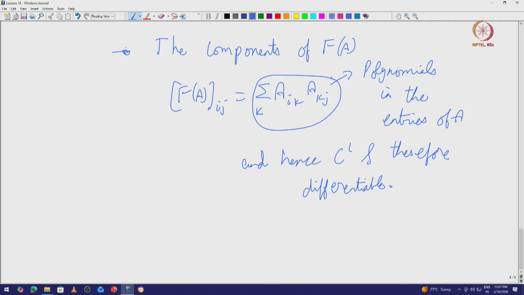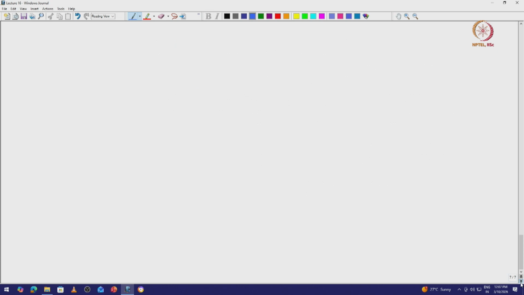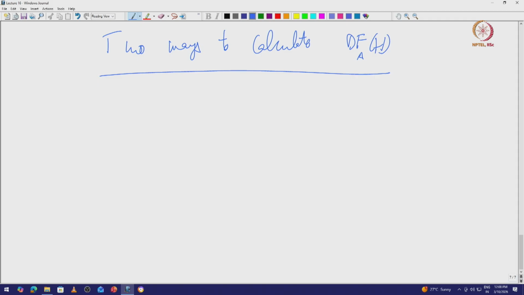The question is, how do you actually calculate the derivative? Now there are two ways to do it. Okay, two ways to calculate df of this. One is just by brute force.